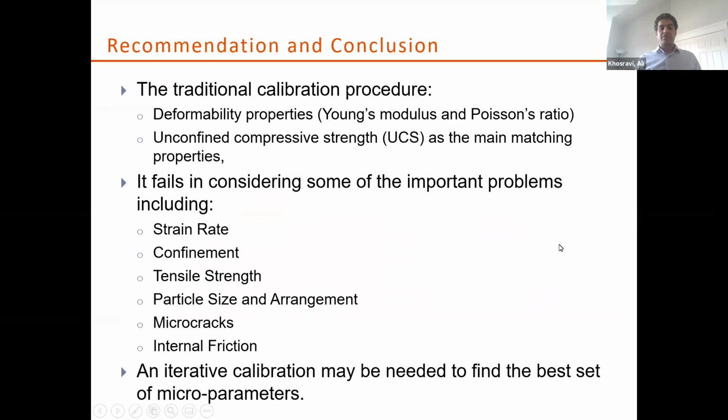With this observation, we can say that the traditional calibration process, which involves the use of the deformability properties and the unconfined compressive strength as the main matching properties, is not going to be the best way for calibration of the model parameters. It's going to fail in considering some of the important problems involved in DEM simulations, especially strain rate, confinement, tensile strength, particle size and arrangement, microcracks and internal friction. And we believe that for sea ice modeling and calibration, an iterative process may be needed to find the best set of microparameters.